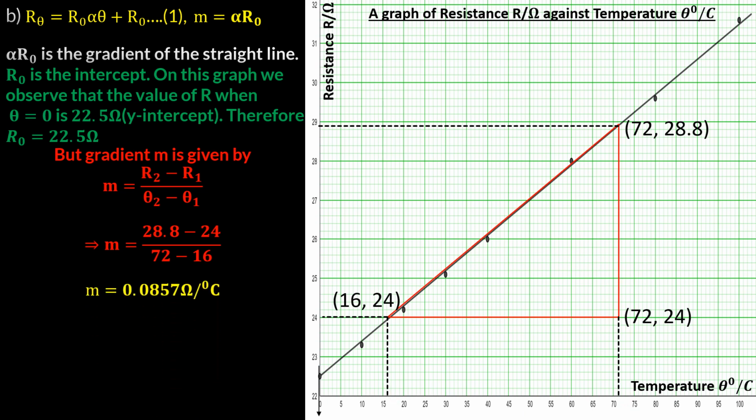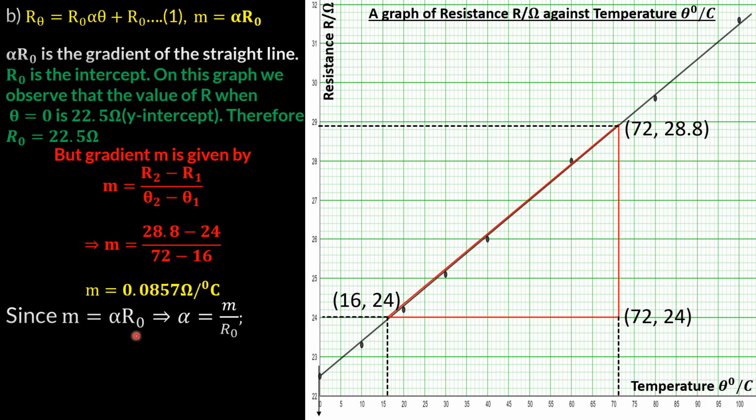So doing numerical application, we get that the gradient is equal to 0.0857 ohm per degree Celsius. And notice that the gradient is not unitless, since it is the ratio between two physical quantities, that's the resistance and the temperature. So the gradient has units ohm per degree Celsius.